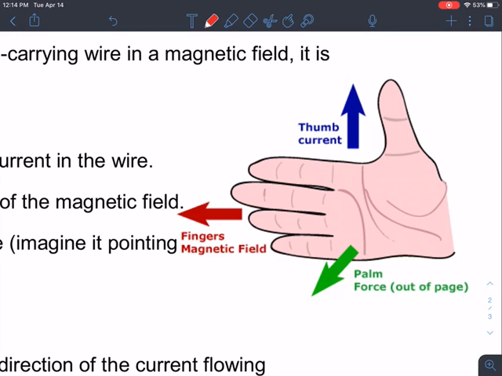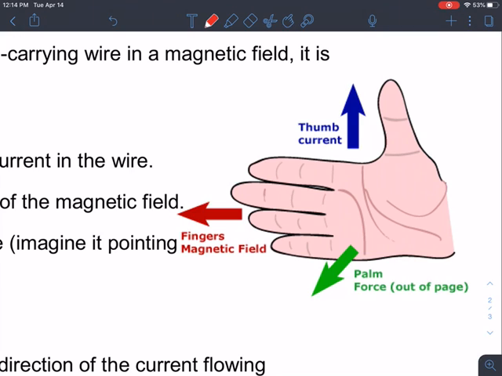When you're slapping someone, the force comes out of your palm. And so out your palm is the force, and all your fingers represent the magnetic field. The way I think of this is the field is large. It's not just one thing. Generally, the current is going through a straight wire, not a coiled wire. This is a straight wire lying in a large magnetic field, so there's many fingers showing the field going out.